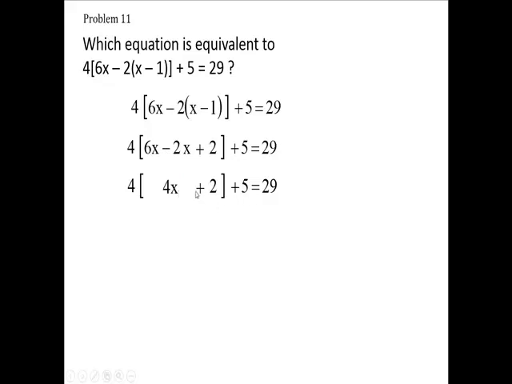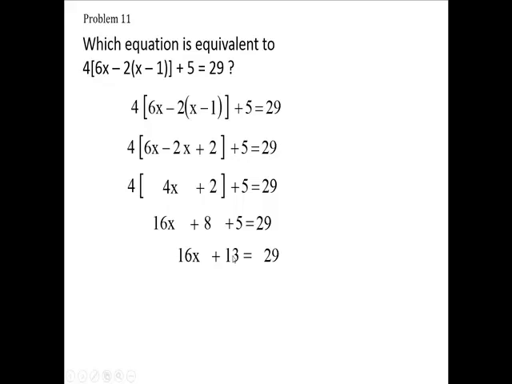Copy everything else down. Now we're going to take the 4 and distribute it onto the 4x and onto the 2. 4 times 4x, 4 times 2, add the 5 and add equals 29. That equals 29. And what's 8 plus 5? 8 plus 5 is 13. Copy down the 29.